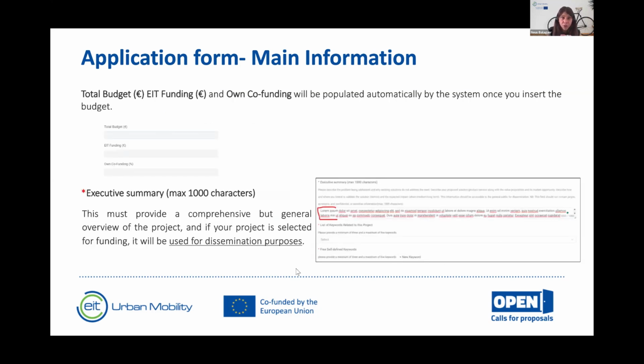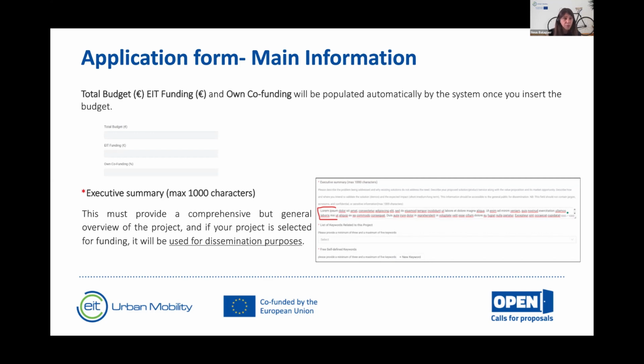In this main information section, you also have the overview of the total budget for the project for all the partners and the EIT funding, and also the percentage of the own funding. As you know, this call asks for a mandatory minimum of co-funding of 35%. So here is where you will have to check if you are complying with this minimum of co-funding.